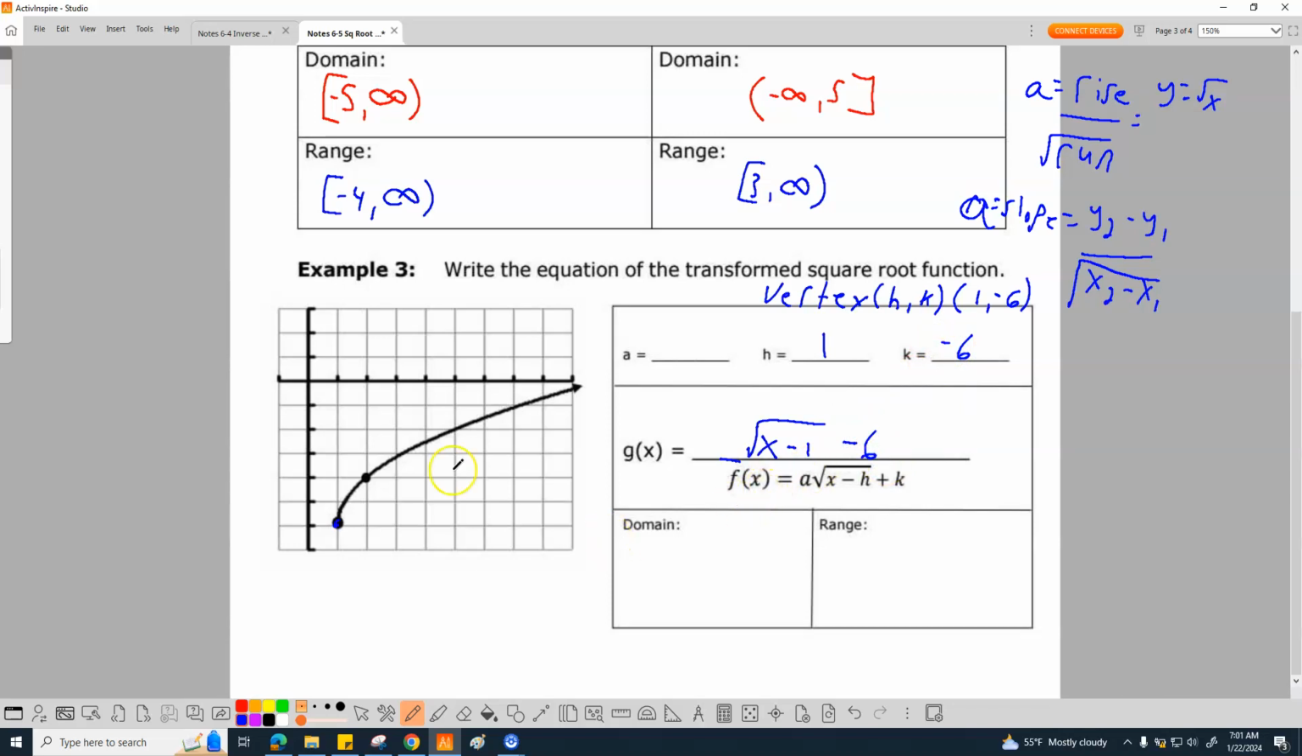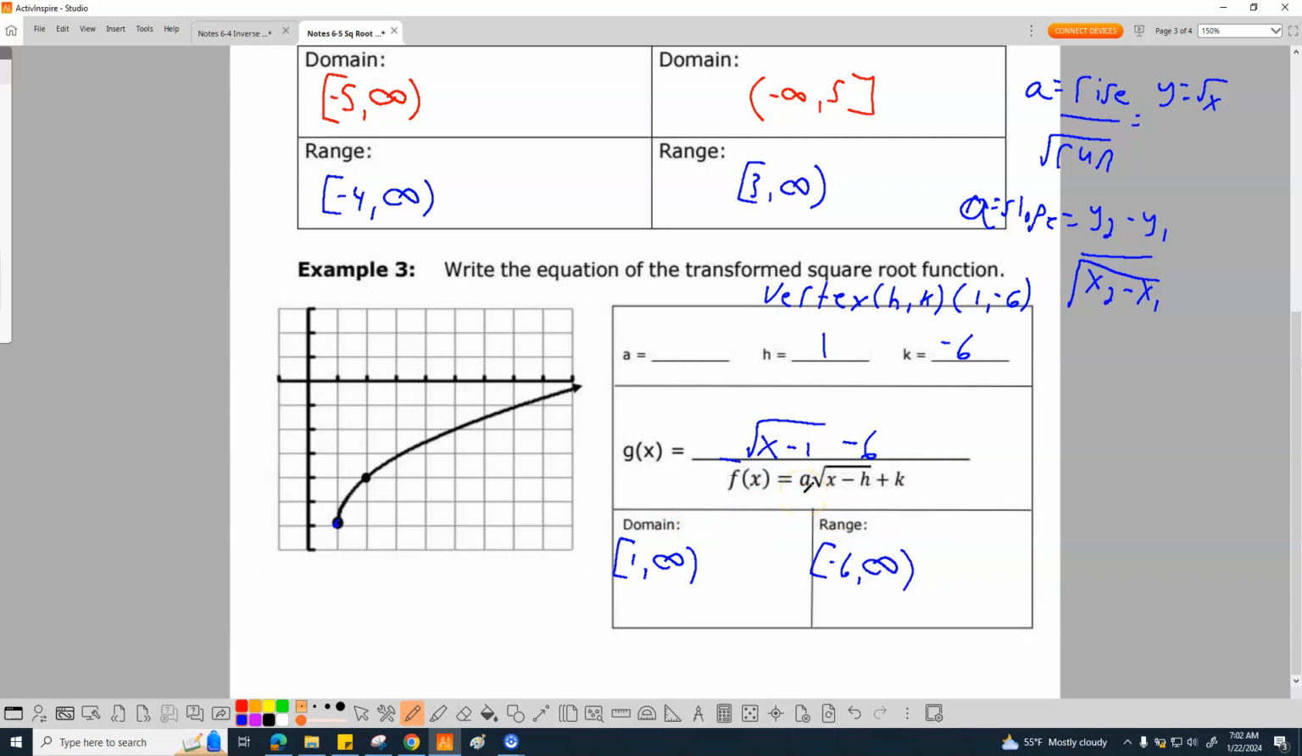Oh, and then domain. Check out the domain. Where does it start on the x-axis? It starts at 1. And where does it keep going? It keeps going to infinity. What about our range? On the y values from bottom to top, where does it start? Let's see, 1, 2, 3, 4, 5, 6. It starts at negative 6. And where is it going? It's going upwards forever into positive infinity. That's where it's going to.